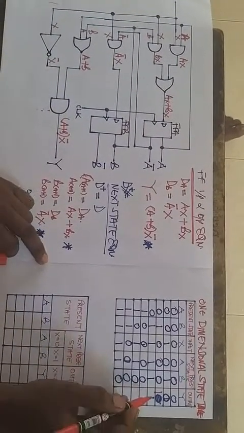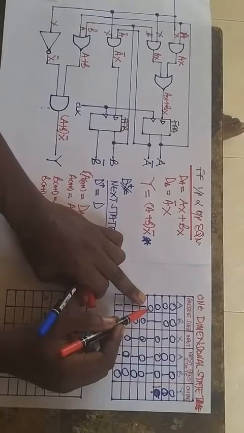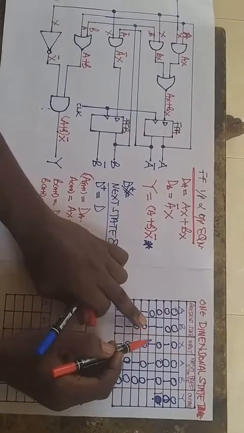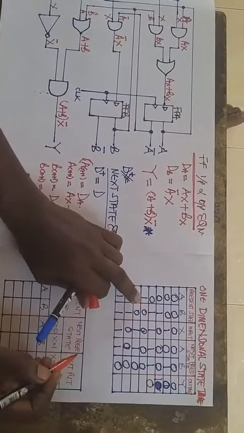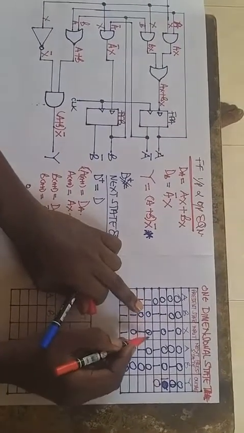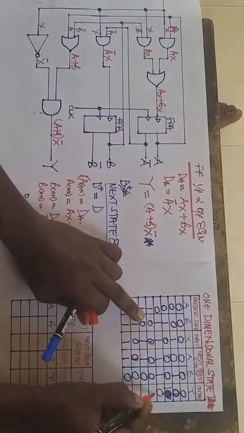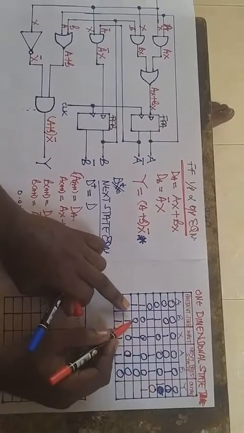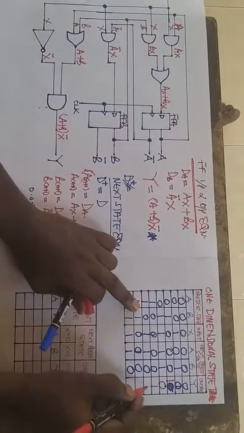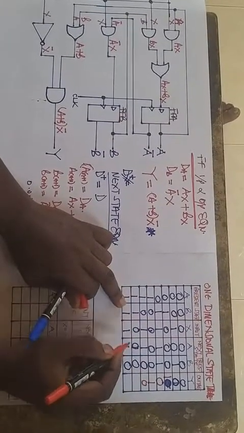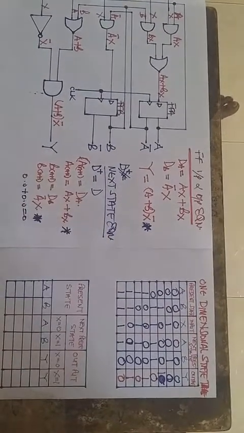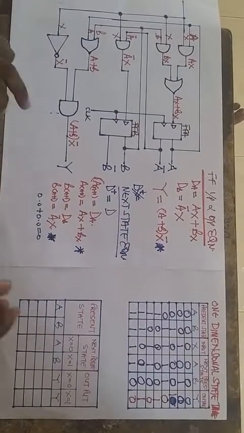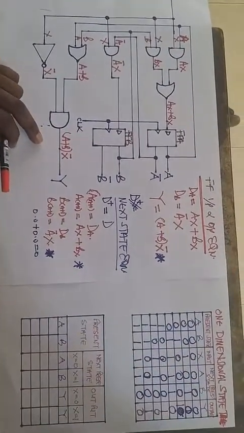Okay, so let's do here. Be careful. 0 plus 1 is 1. We complement x, which is 0. Here will be 0. 1 plus 0 is 1. We complement 0, which is 1. So here will be 1. 1 plus 0 is 1. We complement this. Here will be 0. We complement this. Here will be 1. We complement here. Here will be 0. Okay. So that is our state table, but this is the one-dimensional state table.